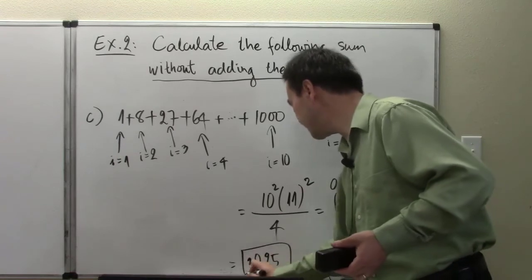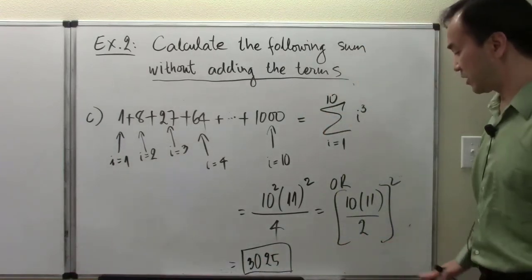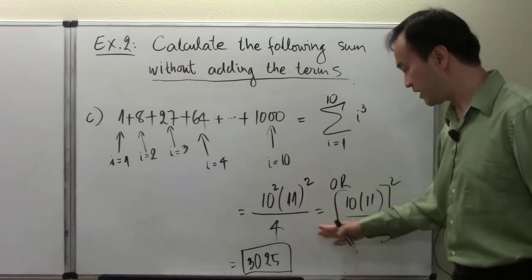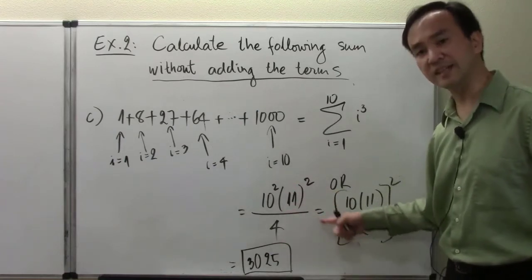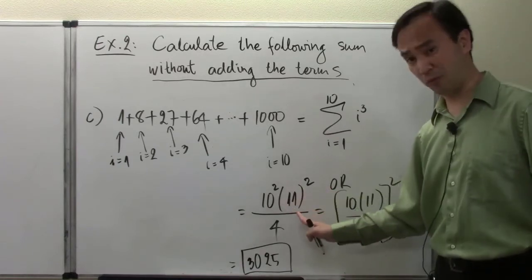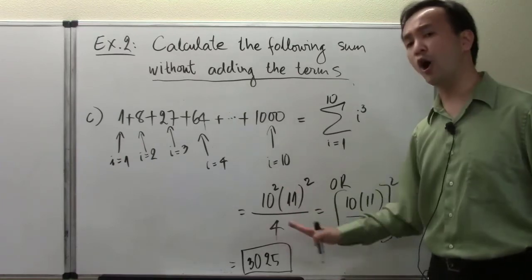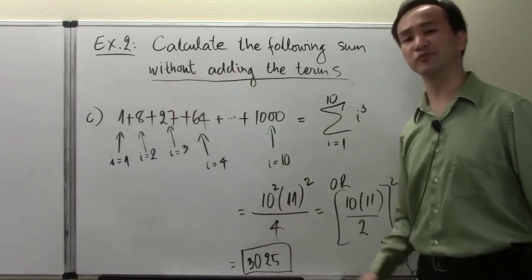3,025. All right, and that is your final answer. And so you see, using a very basic calculator, we can still get to the correct final answer, as long as we follow the correct formula. That saves us all the effort of adding up the terms.